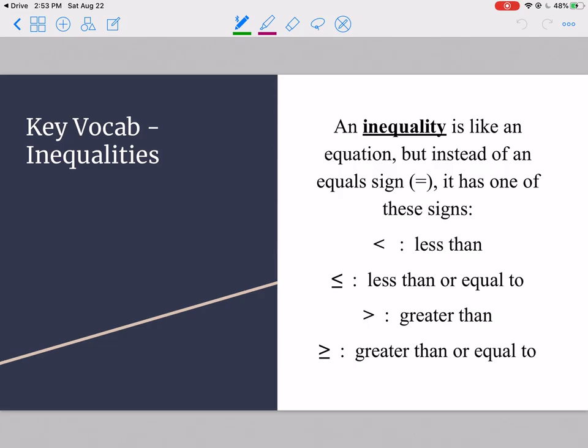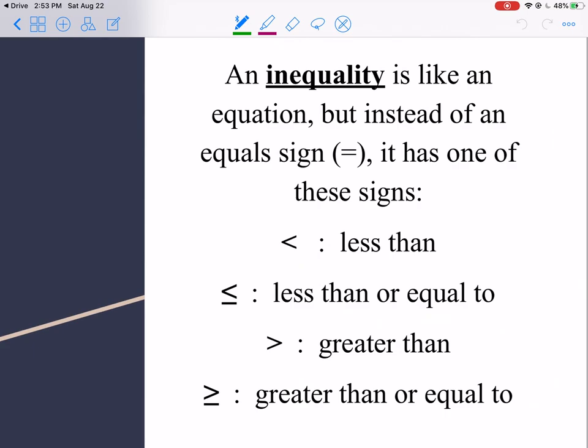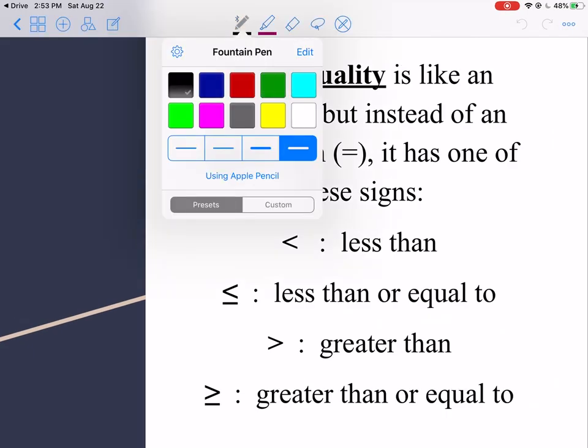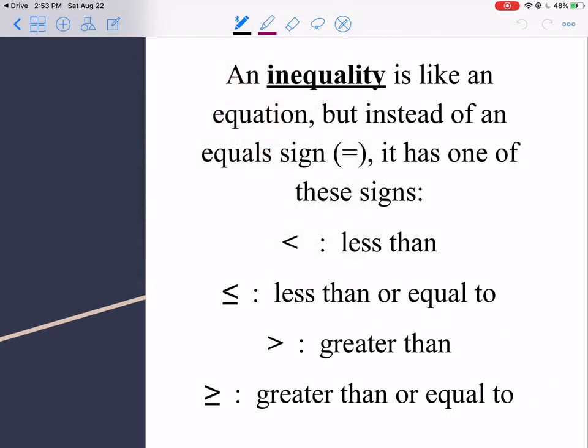All right, inequalities. An inequality is like an equation, but the key thing here is instead of having an equal sign, it has one of these symbols. So please go ahead and write these 4 symbols down. Again, you can pause the video, take your time. This is the less than symbol. We've already looked at that. This is the less than or equals to symbol. So if it has the equals to sign below it, then this is the greater than symbol, and this is the greater than or equal to symbol.